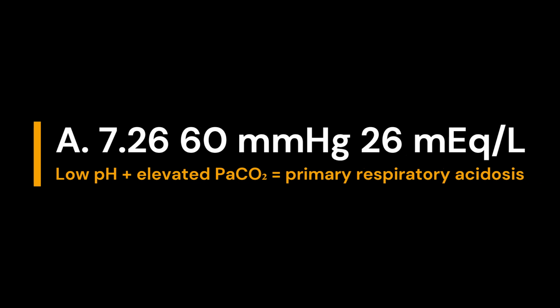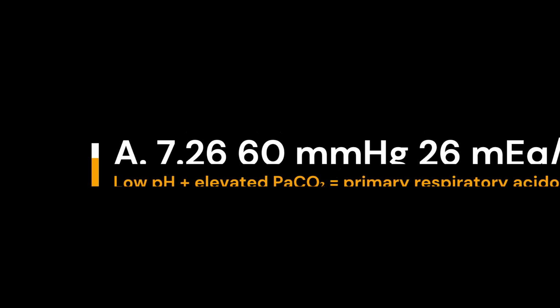A. pH 7.26. Arterial partial pressure of carbon dioxide 60. Bicarbonate 26. Low pH with elevated arterial partial pressure of carbon dioxide is consistent with primary respiratory acidosis, which can occur with the respiratory depression seen with opioid overdose. Bicarbonate is slightly elevated, which is consistent with the small degree of metabolic compensation that occurs in the acute setting. Full metabolic compensation requires approximately 72 hours.